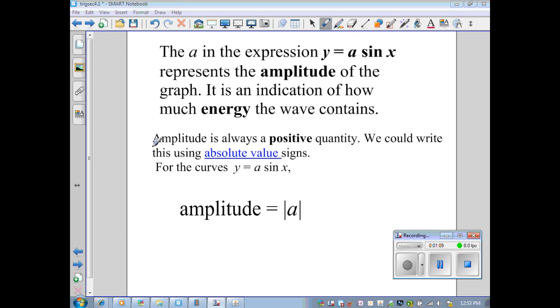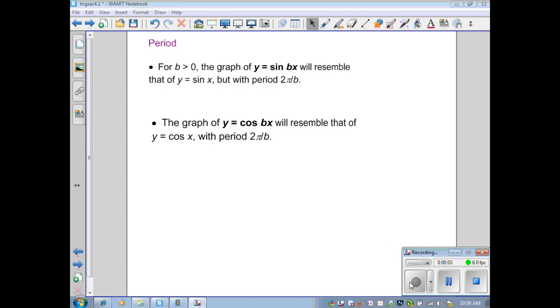Amplitude is always a positive quantity. We could write this using absolute value. So given a function of y equals a sine x, the amplitude is equal to the absolute value of the constant in front of that function. Therefore, that tells me how high it would go, and that tells me how low it can go. The next slide will show us how to determine the period of a function.